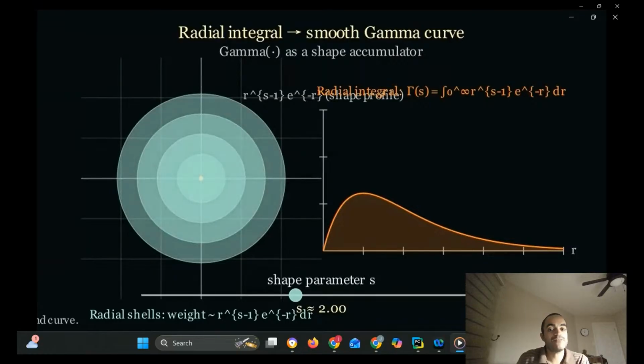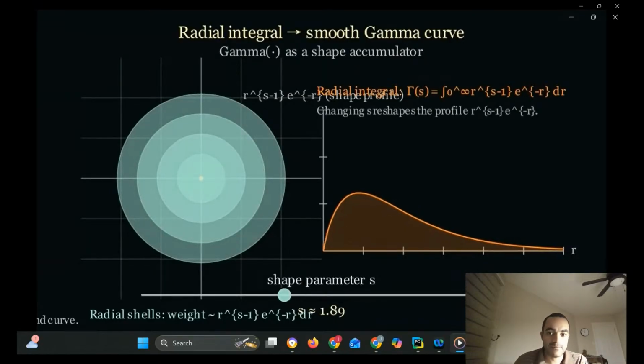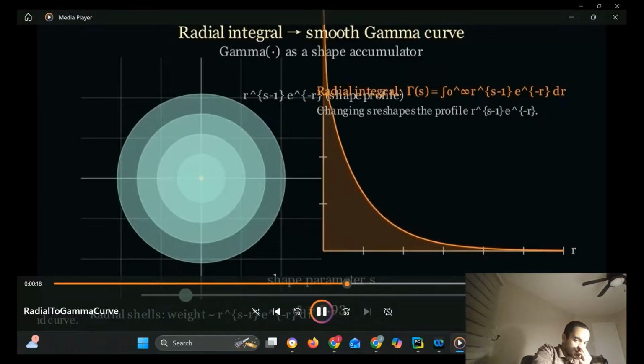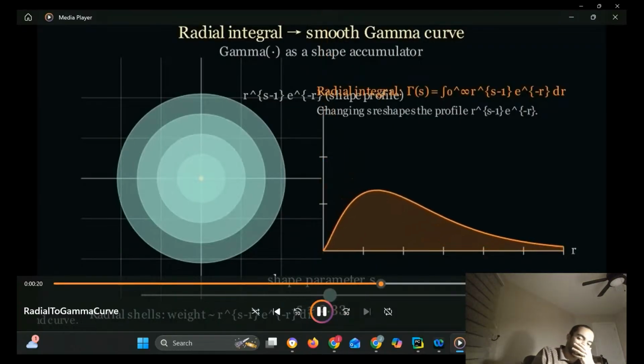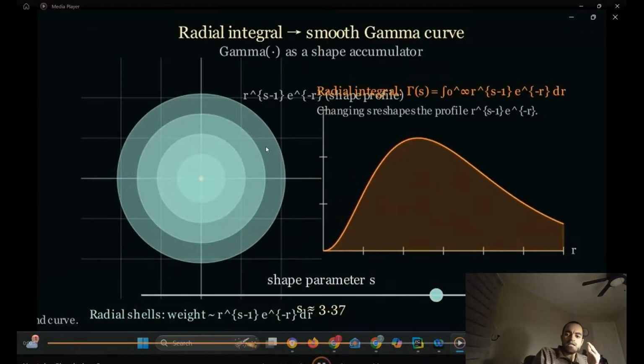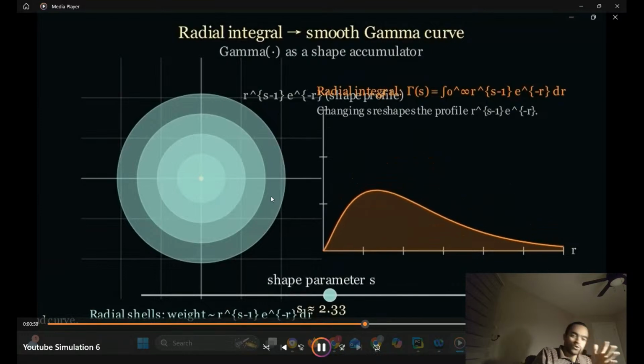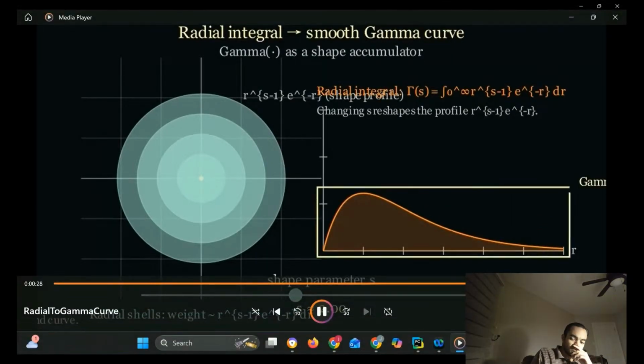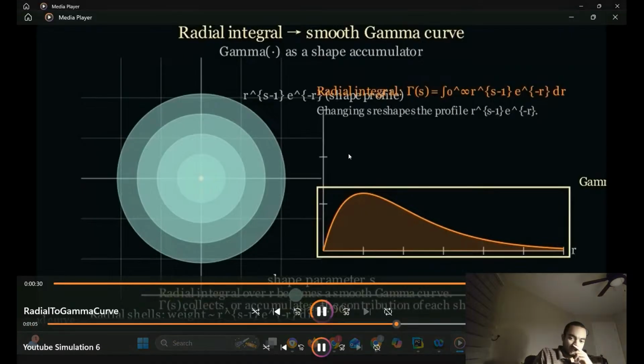Now that model of the concentric circles of the radial integral can be mapped, and it gives us something interesting: a smooth gamma curve. The gamma curve on the right hand here is labeled in orange, and you can see that it's swerving back and forth. I'm highlighting the right part here just to show you that's the gamma curve that we're dealing with.